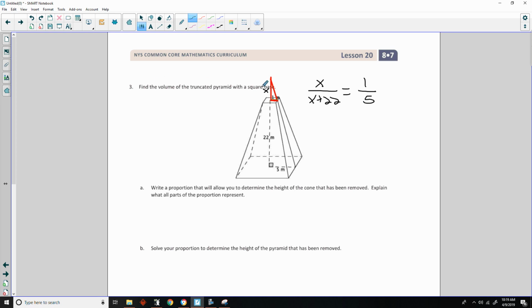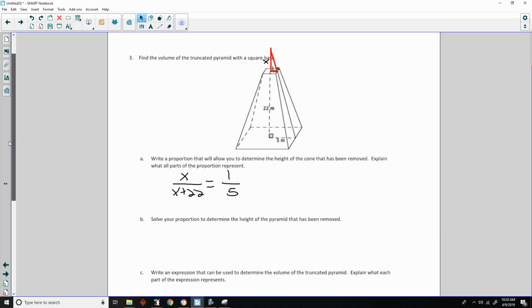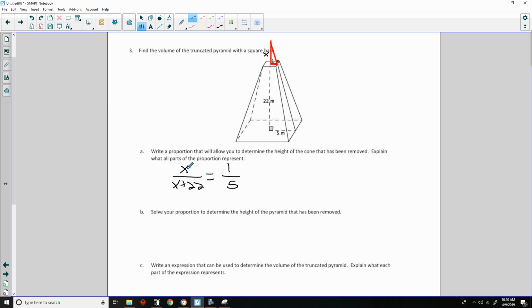Find the volume of the truncated base. This is actually supposed to go right here. Write a proportion that will allow you to determine the height of the cone that has been removed. Explain what the parts of the proportion are. Okay, so you'd want to say that x is the height of the small triangle that was removed, and x plus 22 is the height of the whole thing, including the part that's been removed. This is the base of the right triangle of the part that's removed, and this is the base of the pyramid down here.